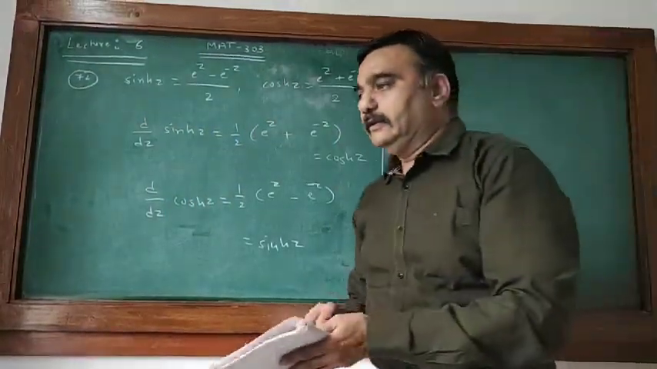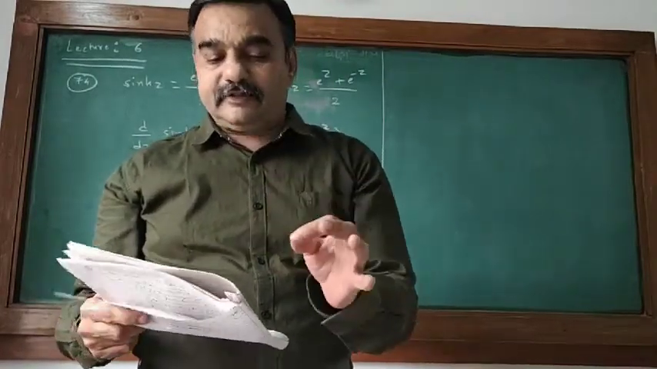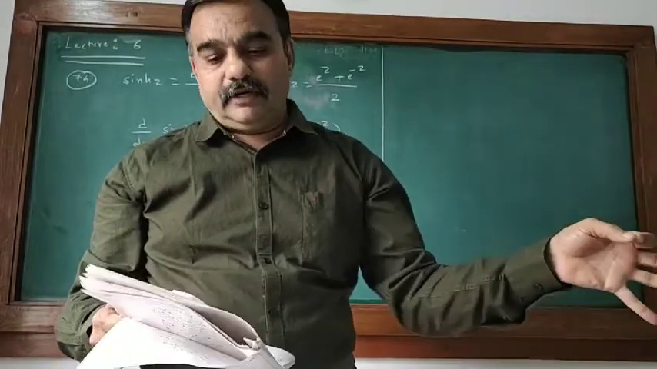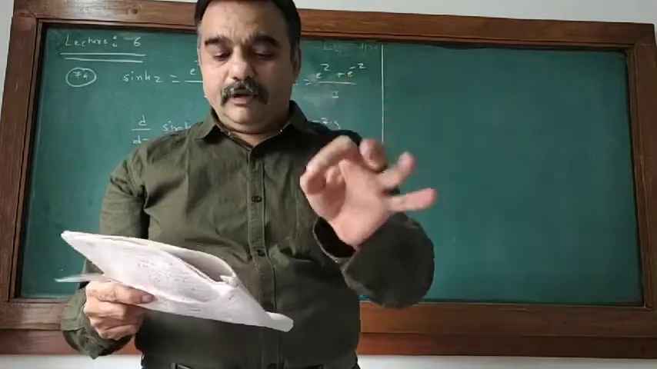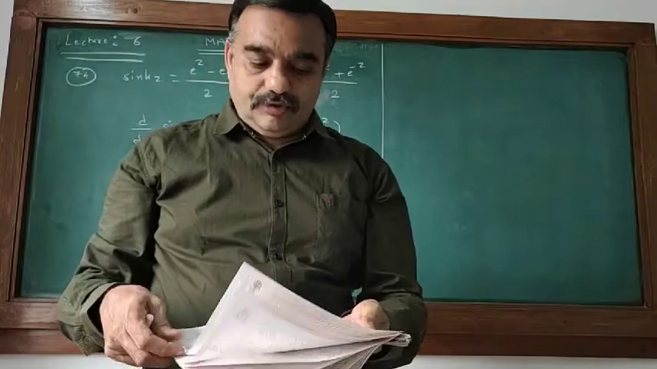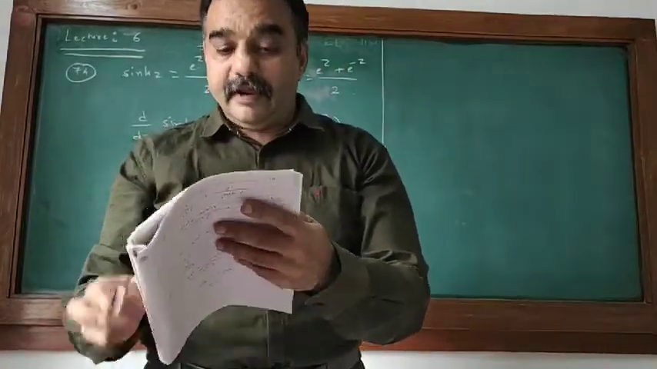And there are a few results which we have already proved for real numbers. Here, as a complex variable, or for a complex number, you have to prove the same. So you may go through up to 79, and we start with 80.